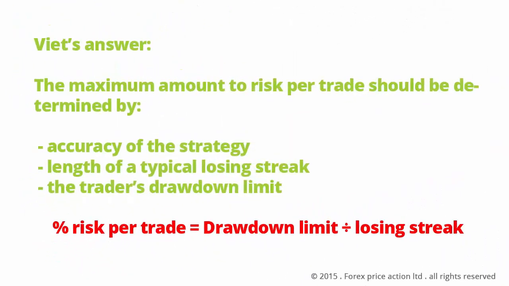The maximum amount to risk per trade should be determined by the performance metrics of your strategy. These include the winning probability, the length of an expected losing streak, and your drawdown limit. Here's the formula on your screen right now. Strategies with higher winning probabilities are less exposed to long periods of drawdown than strategies with lower winning probabilities. Therefore, it makes sense if your risk per trade takes into account your particular strategy so that it minimizes drawdown.